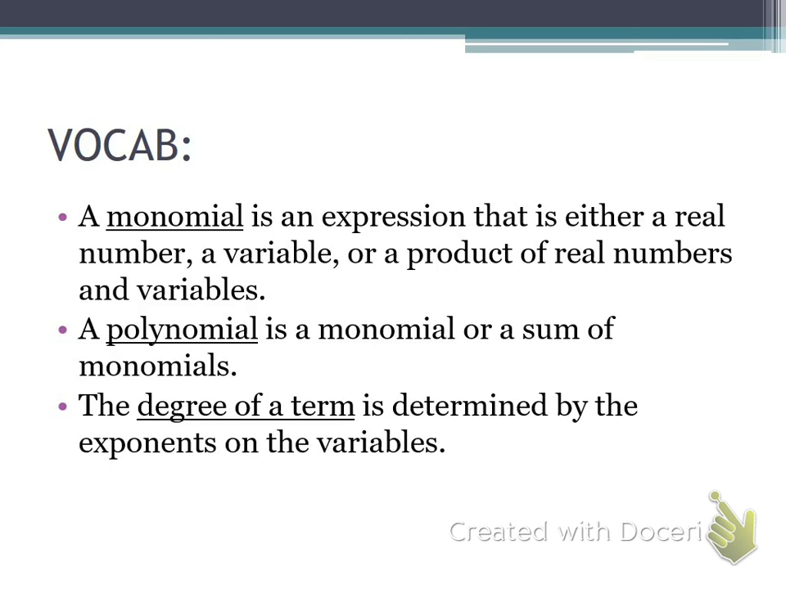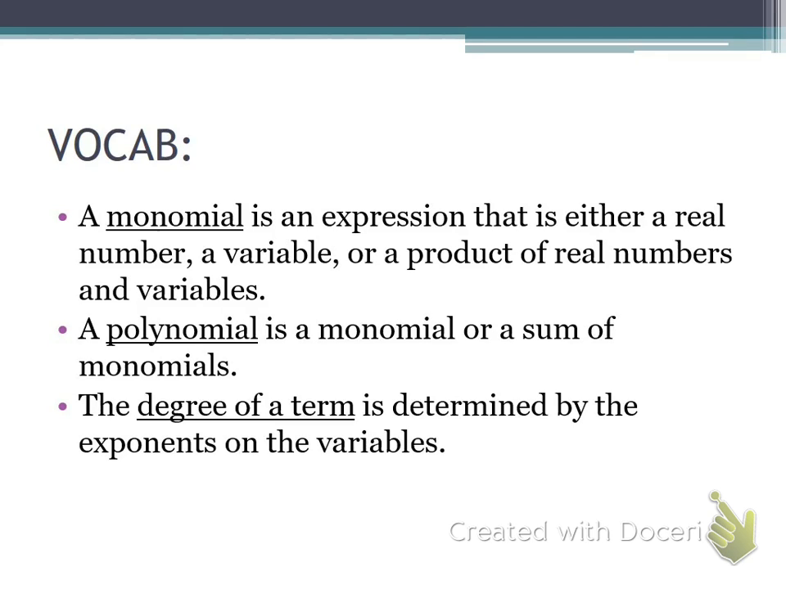A monomial is an expression that is either a real number, a variable, or a product of real numbers and variables. So monomial meaning one term. So one number, one variable, or one term that has both a number and a variable. A polynomial is a monomial or a sum of monomials.